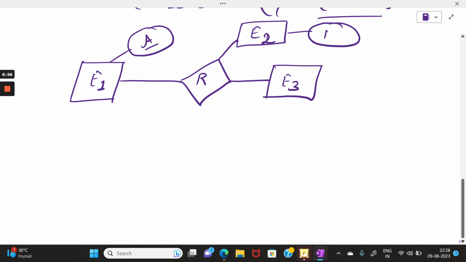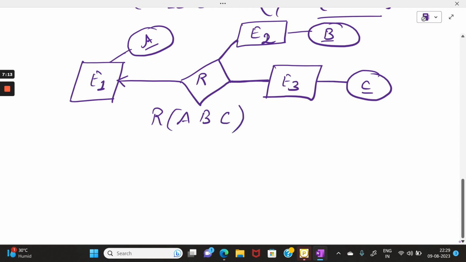We have the candidate key as B, and here we have the candidate key as C. Now, the mapping would be one, many, many. So we have R, A, B, C, and A is from E1, it is one to many mapping. One entity is related to many entities of E1 and E3, like A1 is related to B2, B1. A1 is related to B1, C1, C2, like so.